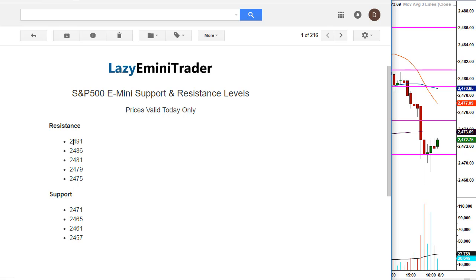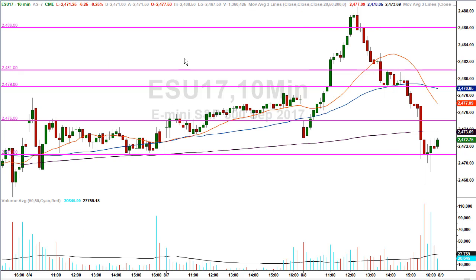On the resistance side, all the way up, I had 24.91, 24.86, 24.81, 79, 75, and support, I had 24.71, 65, 61, and 57. Okay, so let's take a look at what happened. Those are the same numbers that you see the lines running across the screen horizontally. So you can see what happened.